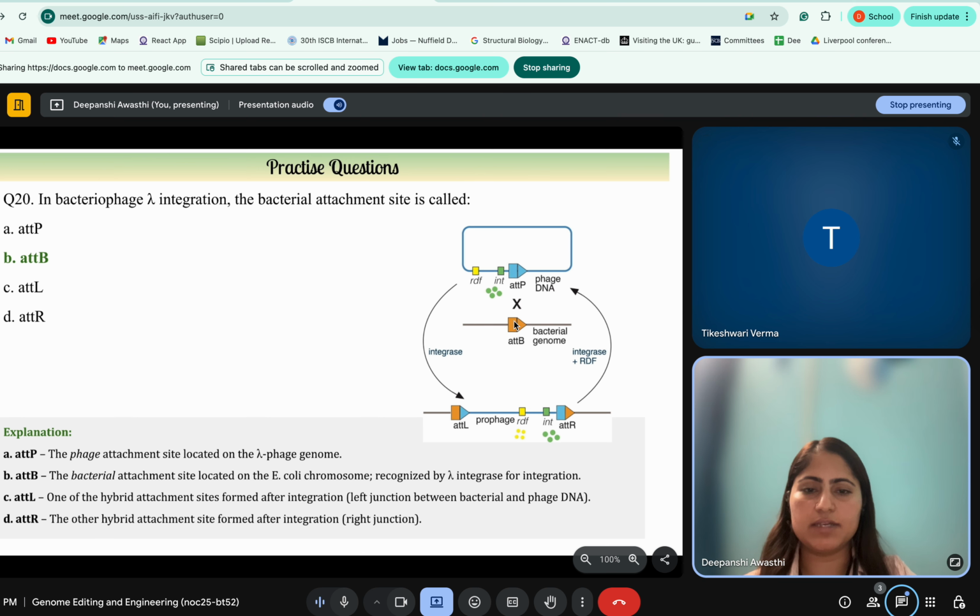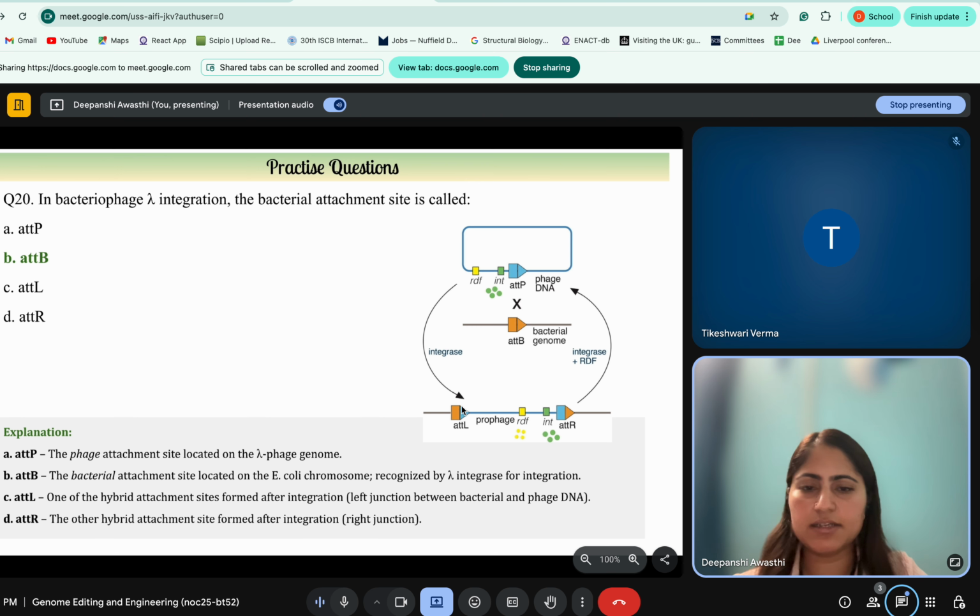So as here we can see, this is the ATTB site and this is the ATTP site. Both of them are aligned to one another, and then other proteins, INT, RDF, all these proteins will come which will help to recombine both the fragments. So ultimately prophage will be constructed where we will be having this phage DNA in between these sites.